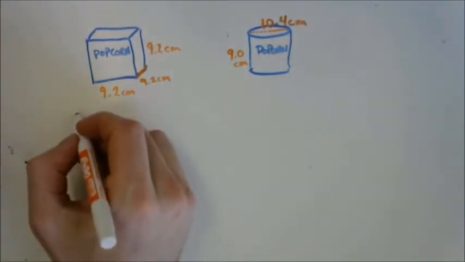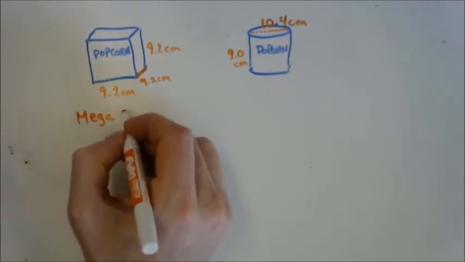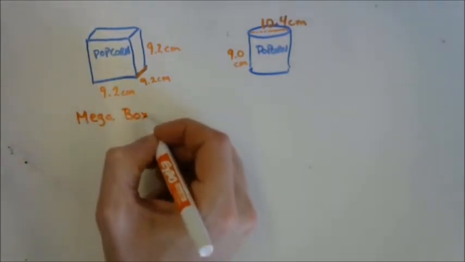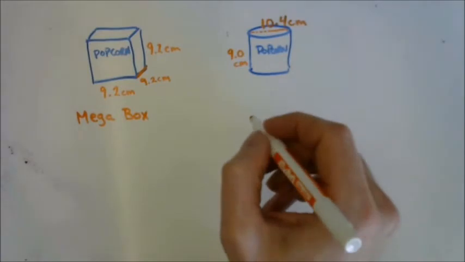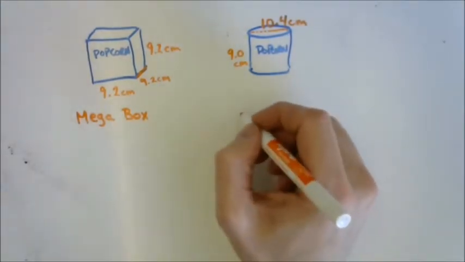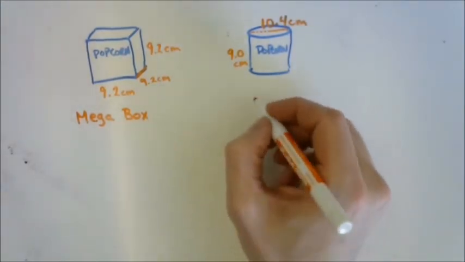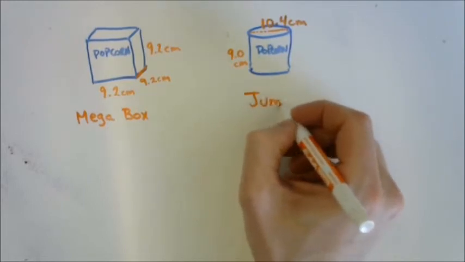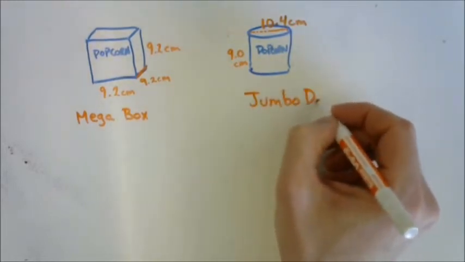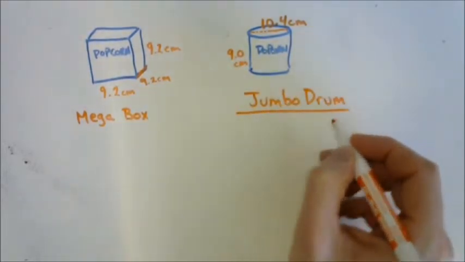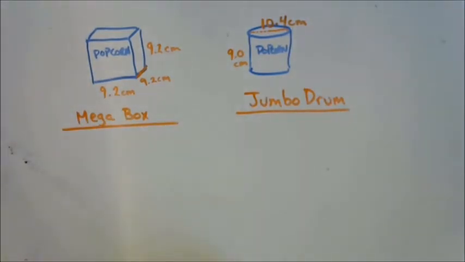This guy is called the mega box. A radius or a diameter? Oh, sorry, yep, diameter. Good catch. I forgot what it is. Mega box, and this is called the jumbo drum. Did you just make those up? No, I did not make those up.